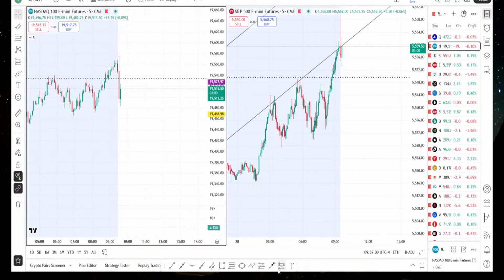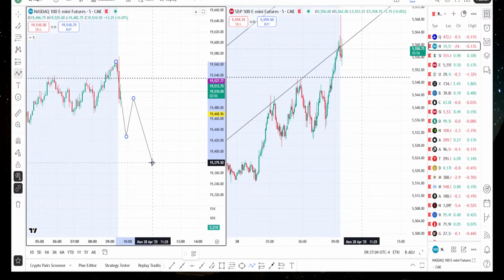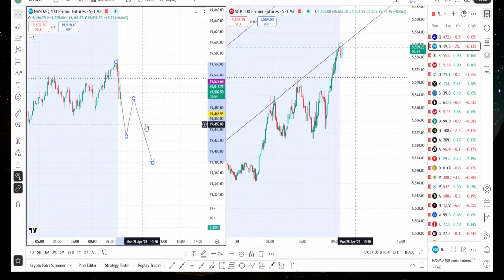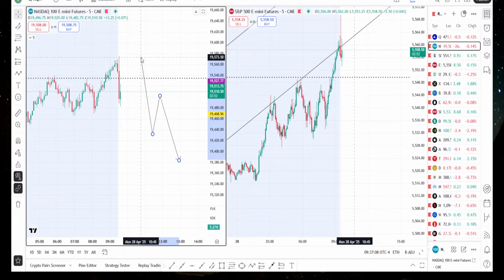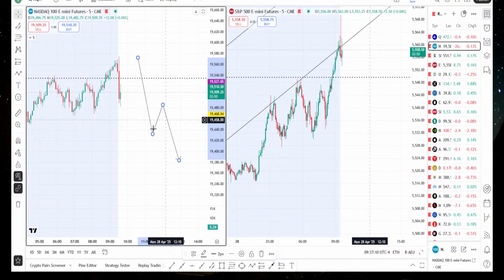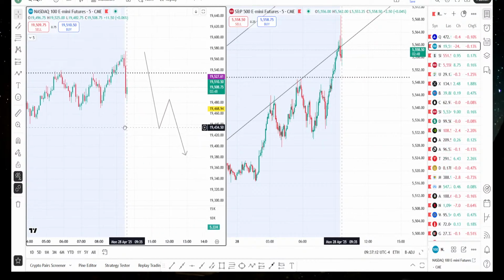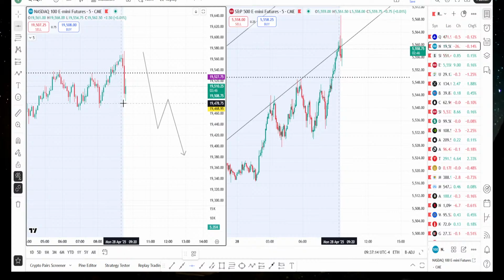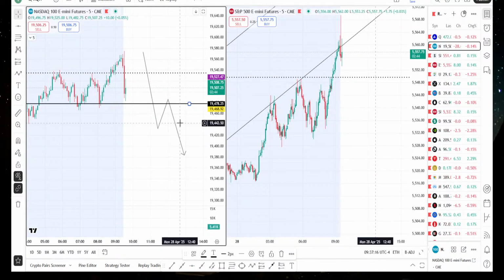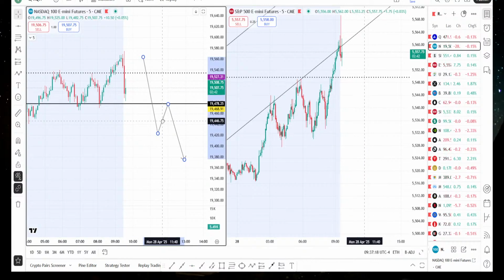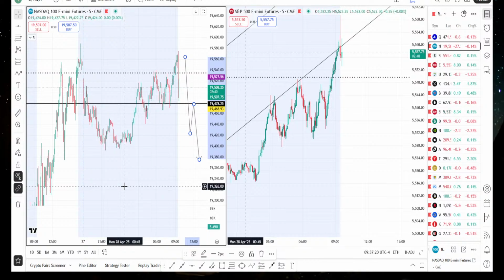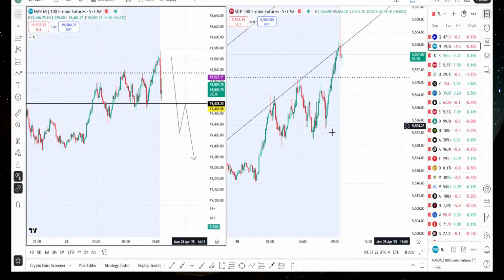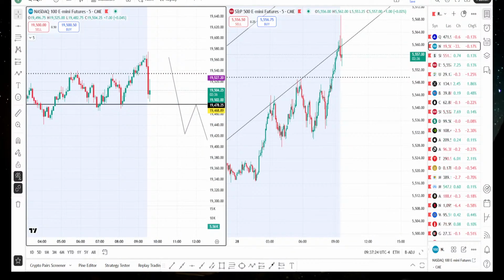I like to see a pullback going down, and definitely a break of these lows right here and a pullback to it, something like that if we're going down. In the meantime, set something up over here.